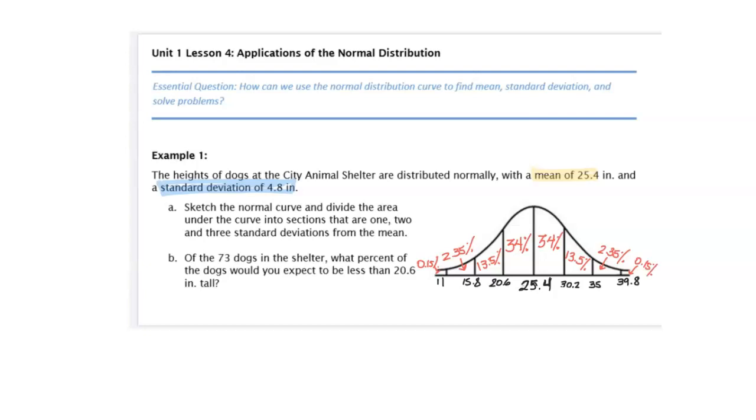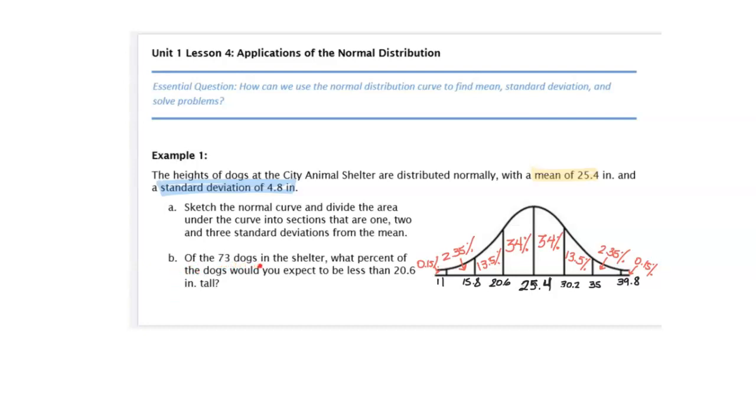Okay. And again, it's just a good habit to just go ahead and write in those percentages along with your mean and dividing everything into the 1, 2, and 3 standard deviations from the mean. So good to have all of it all at once, just in case you need it for any of your questions.